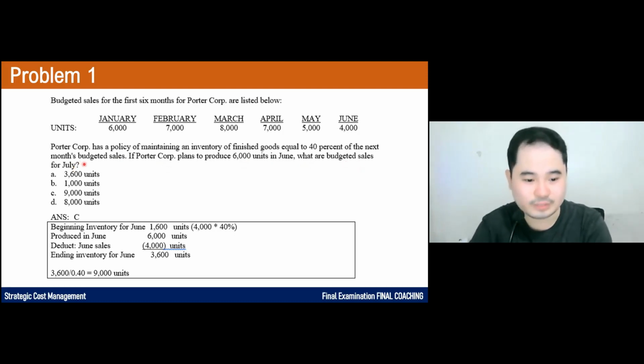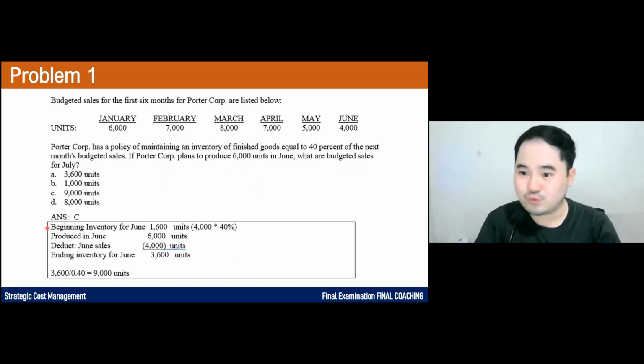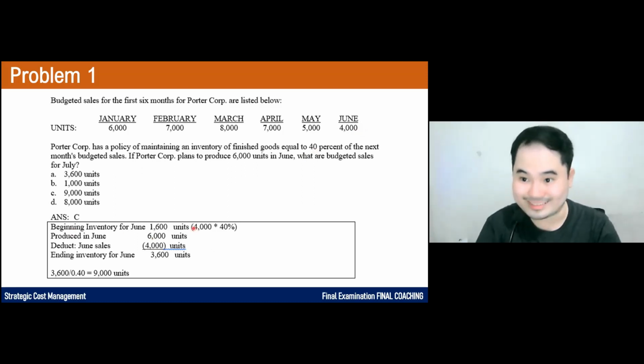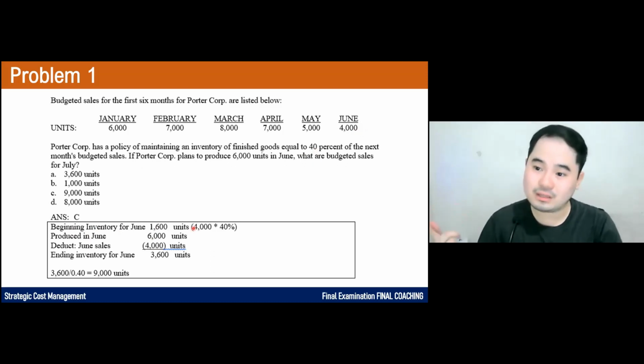So this is how we do it. Your beginning inventory for June is actually the ending inventory for May. Eh ang sabi, to get your ending inventory, it's 40% of the next period sales. So the ending inventory for May is actually 40% of the number of units you intend to sell in June. If the number of units that you intend to sell for June is 4,000, just get the 40% of that, the ending inventory for May, which will be brought forward to become beginning inventory for June, that's 1,600 units. Okay? Huwag kayong malilito sa mga beginning ending inventory. Just always remember that the ending inventory of the previous period will just be turned over as your beginning inventory for the next period. Okay?